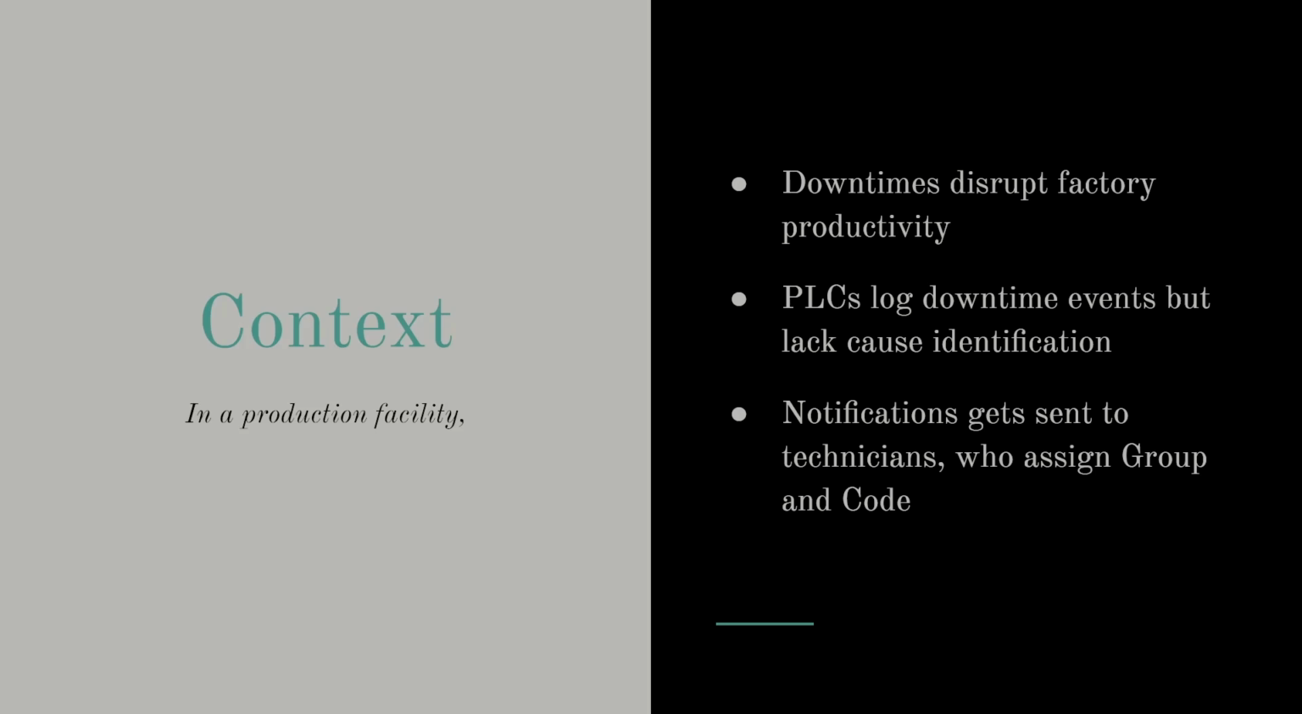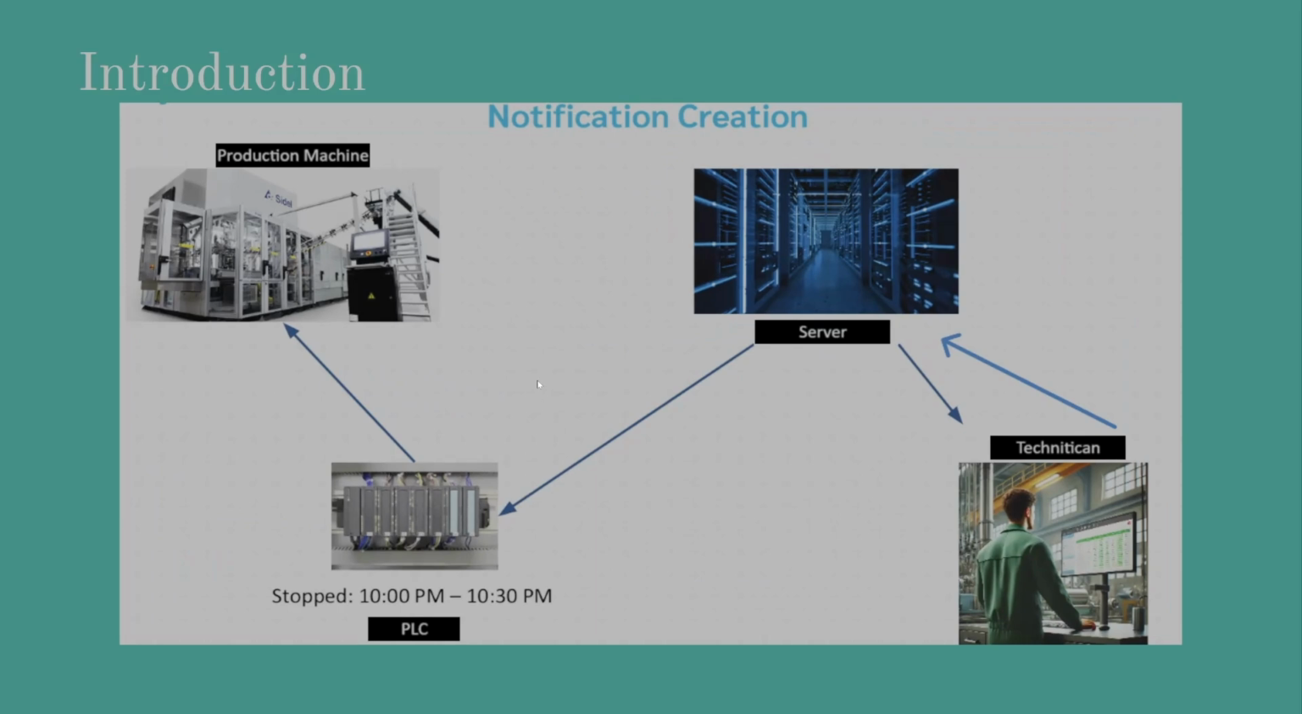So a technician has to manually assign the group and code for the downtime. The group basically means the machine that's responsible for the downtime, and code is basically the reason behind that downtime. So here is a visual illustration of what I just talked about. Here we have the production machine, and every machine has this PLC, and whenever the production stops, it can detect the status of the downtime, and then it will send that notification to the server, and then the server will send it to the technician. Basically, this is how the notifications are generated.